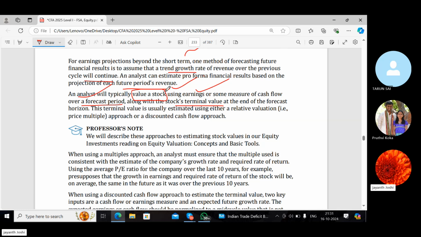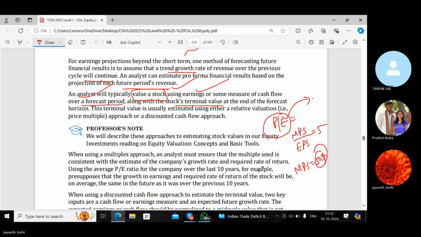So an analyst will typically value a stock using earnings. You have the price to earnings ratio. The price to earnings ratio is the market price of a share divided by earnings per share. So this P/E ratio can give you the forecast of the company's future, correct or wrong? If I give you a P/E ratio of a company as 5 and I give you EPS as $10, can you find out the market price of a share? Please tell me.